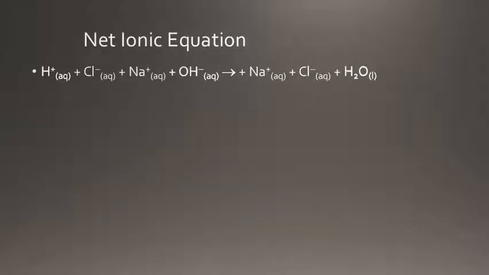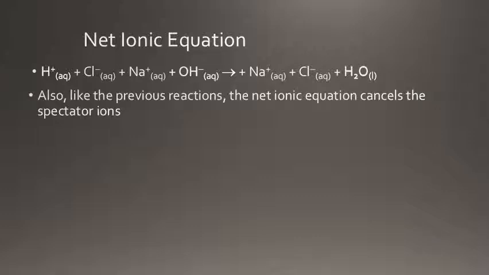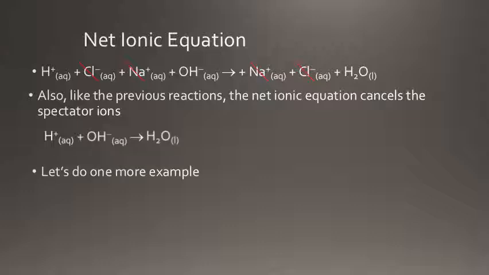To get our net ionic equation, just as before, we cancel out spectator ions. Spectators in this case: chloride, the exact same on reactants and products. Our sodium ion cancels out. This leaves us, for our net ionic equation, H plus aqueous plus OH minus aqueous going to our liquid water.